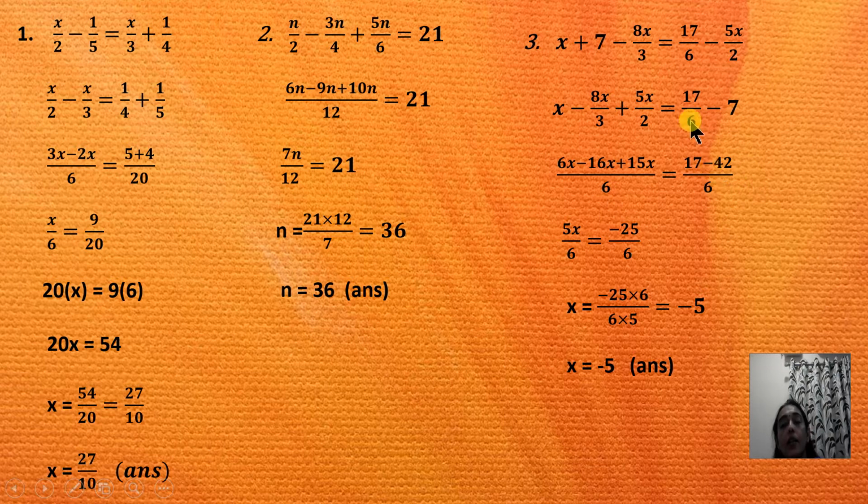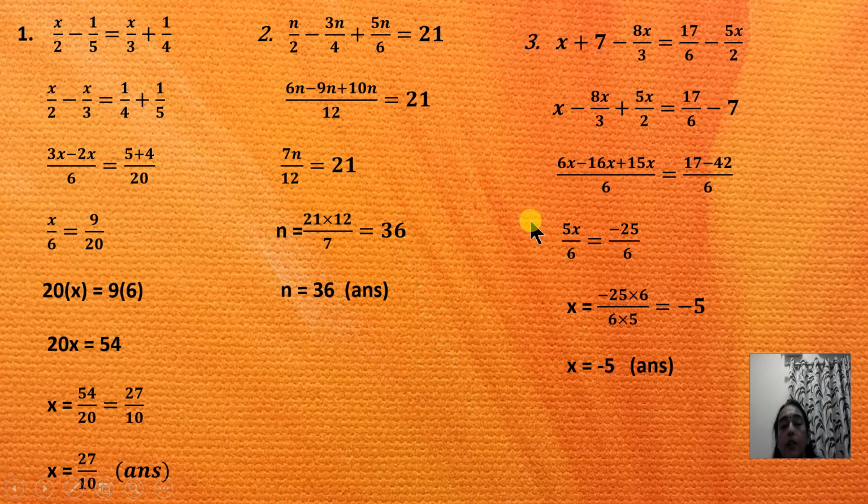Here also the LCM is 6 because this is 7 upon 1. So 17 minus 42 upon 6. When I simplify this, I get 6x plus 15x is 21x minus 16x, and I will get it as 5x. If you find it difficult that way, 6x minus 16x is minus 10x and minus 10x plus 15x is equal to 5x upon 6, which is equal to minus 25 upon 6.